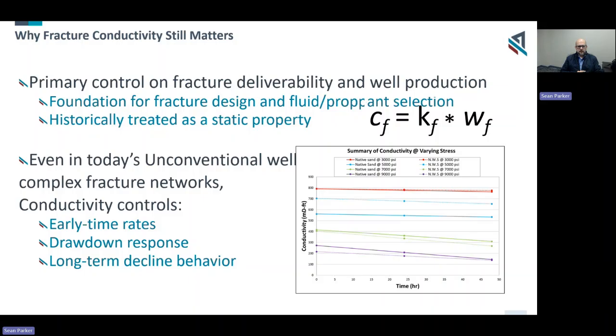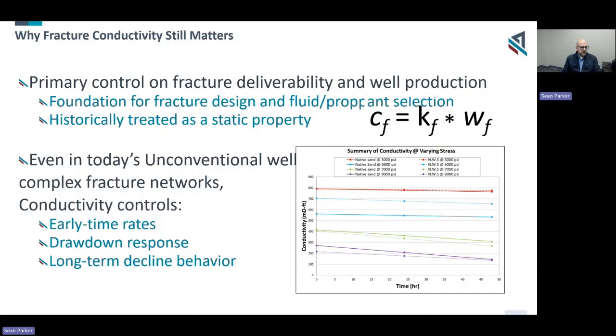My thing, and we'll see, is that it's historically been a static endpoint. It's more of a static property as opposed to dynamic, and we'll get into why I think that should change. But our wells, we're dealing with complex fracture networks. The conductivity is controlling those early time rates, drawdown responses, and more importantly, this long-term decline behavior, which goes back into the shear rheology that we'll be talking about.